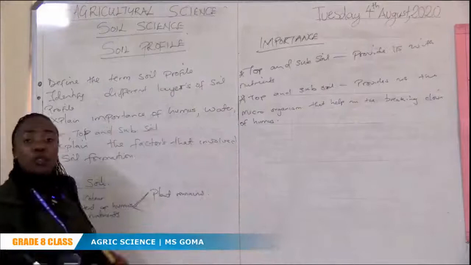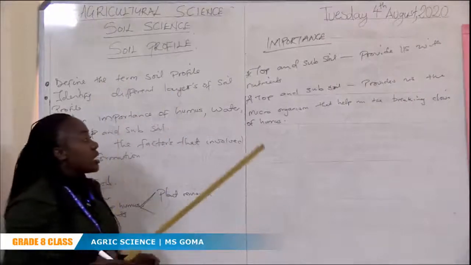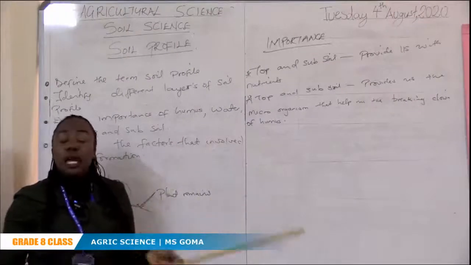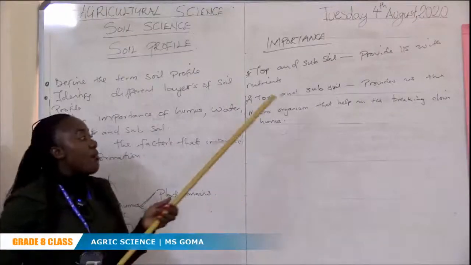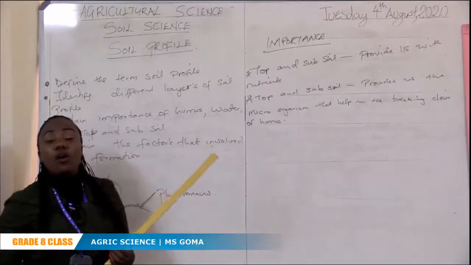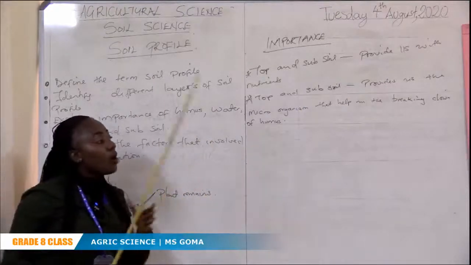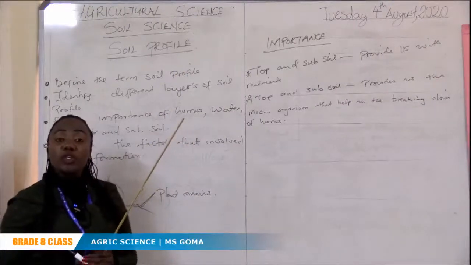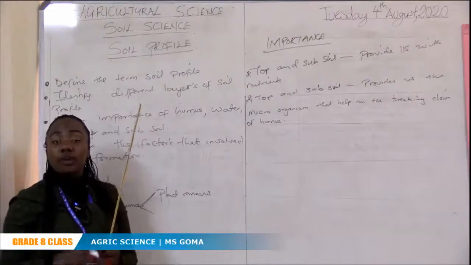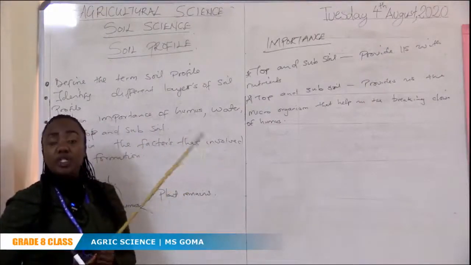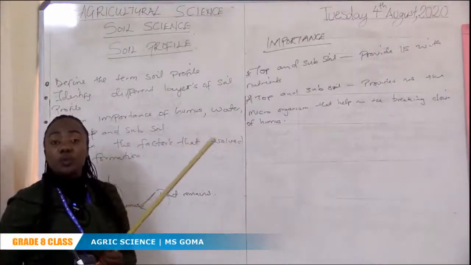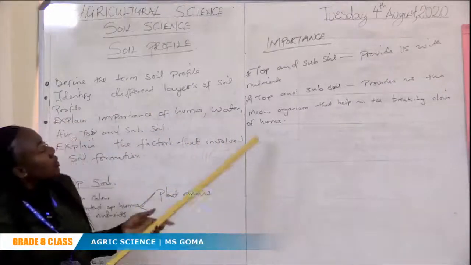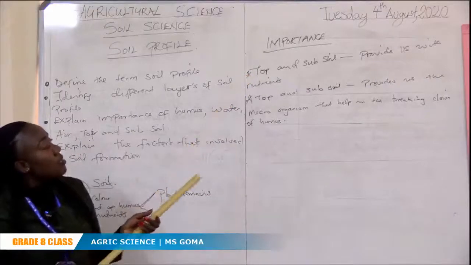Without the topsoil and the subsoil, the humus will not be broken down, because in the topsoil and the subsoil is where you find microorganisms that break down humus. Without them, we will not have nutrients in the crops. For crops to grow, we need nutrients. Nutrients are very important for the crops to grow healthy and give us higher yields. So we've talked about the importance of the topsoil and the subsoil.